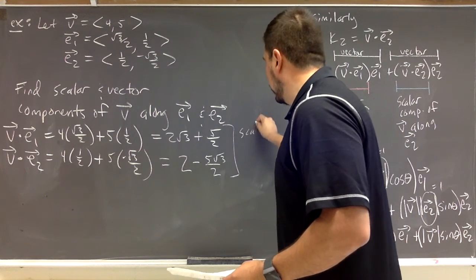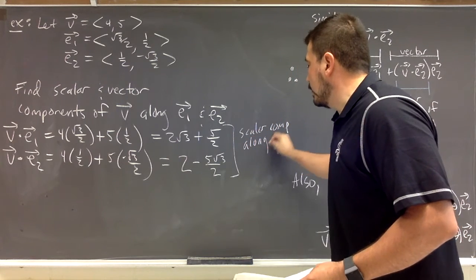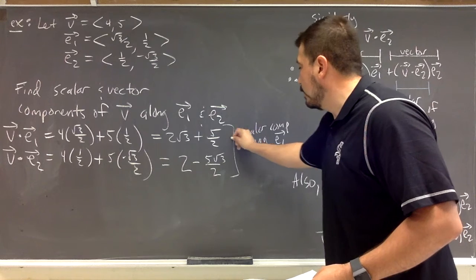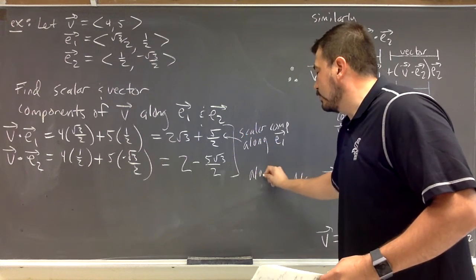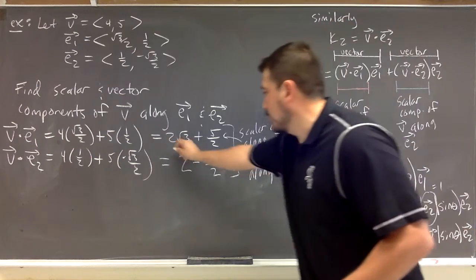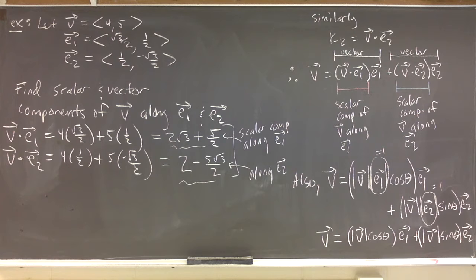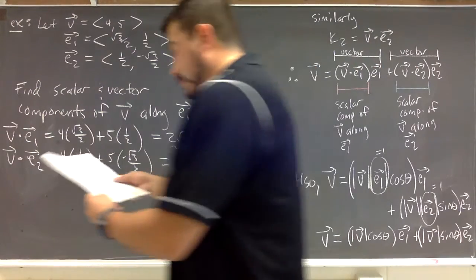This is the scalar component along E1, right here. And this is along E2. Okay, this whole thing. All right. Now, to find the vector components, you're basically just going to take those scalar values and multiply them with the original vectors in those directions, which are E1 and E2.